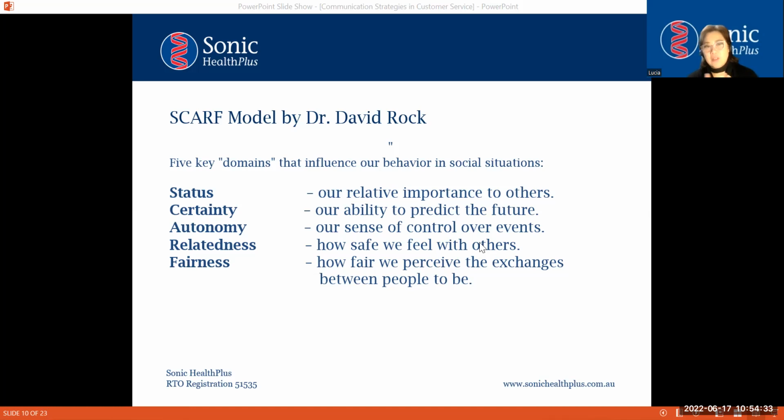A in SCARF is autonomy, which is about the sense of control over events that surround them, including their independence. These are people who do not want to be controlled, who love the freedom of being able to make decisions for themselves. By the way, that's my number one. And next we have relatedness. These are people who absolutely value relationships, and how safe they feel with others.